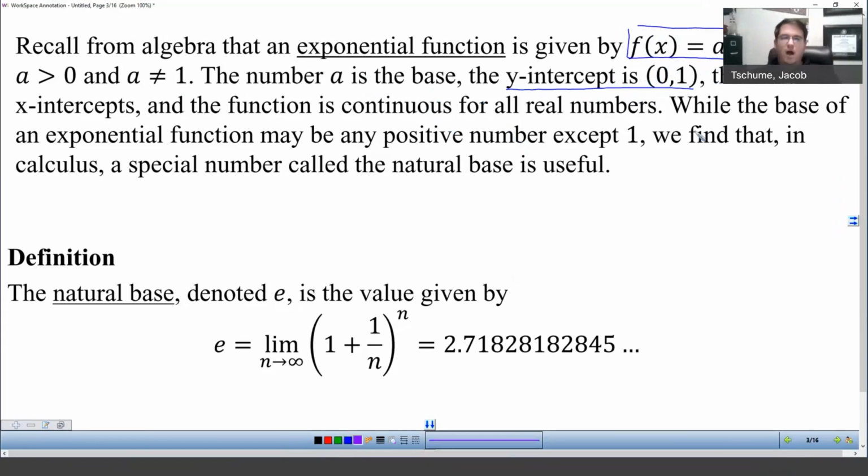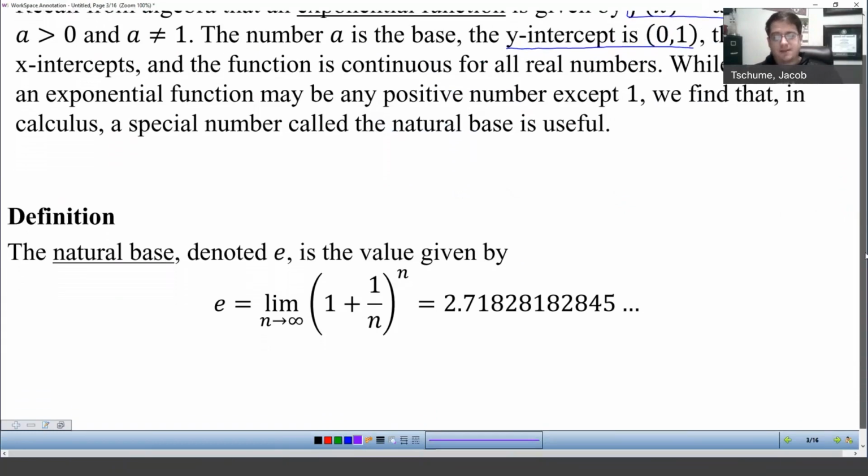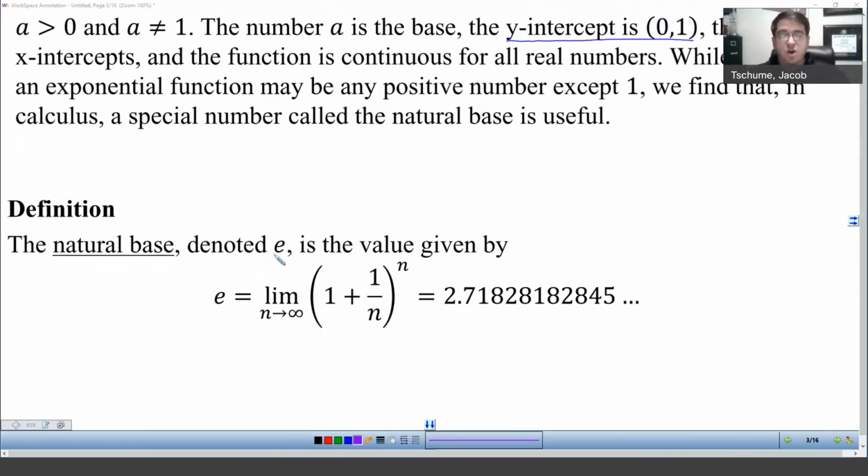While the base of an exponential function may be any positive number except 1, we find that in calculus, a special number called the natural base is actually more useful. The natural base that we're going to work with is denoted as E. This may be a number you're familiar with. It's on most calculators that people use nowadays.